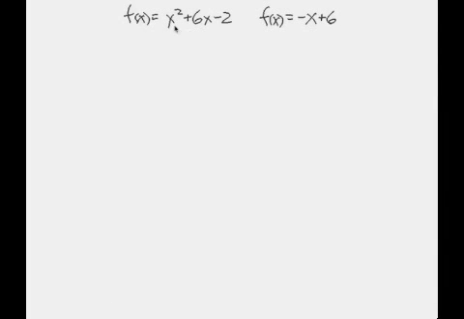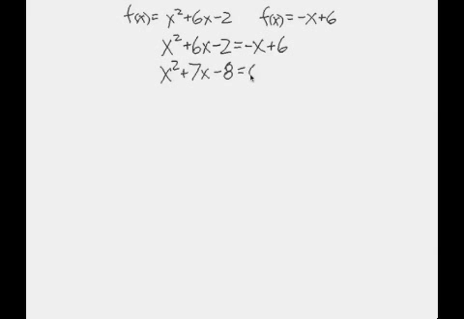All right, one more pair. Quadratic equation, x squared plus 6x minus 2. Linear function, negative x plus 6. So go ahead and pause. All right, set them equal. X squared plus 6x minus 2 equals negative x plus 6. All right, we're going to get everything on the left side, so we're going to have to add x, subtract 6. So x squared plus 7x minus 8 equals 0.